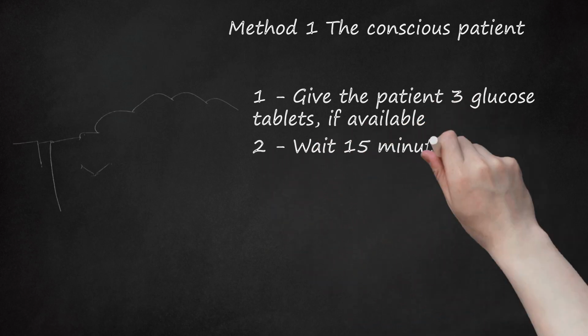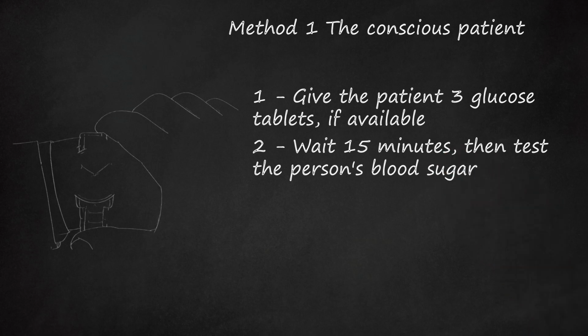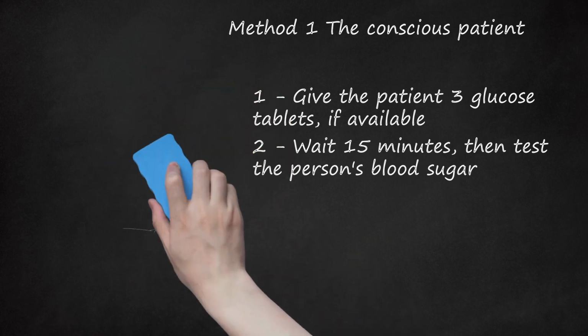2. Wait 15 minutes, then test the person's blood sugar. The meter should read above 70 milligrams/dL, or 4 mmol/L. If the blood sugar level is still too low, repeat the treatment and test again.